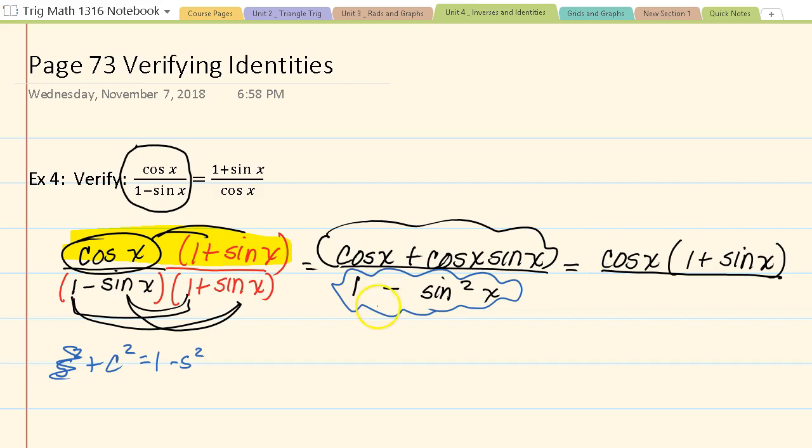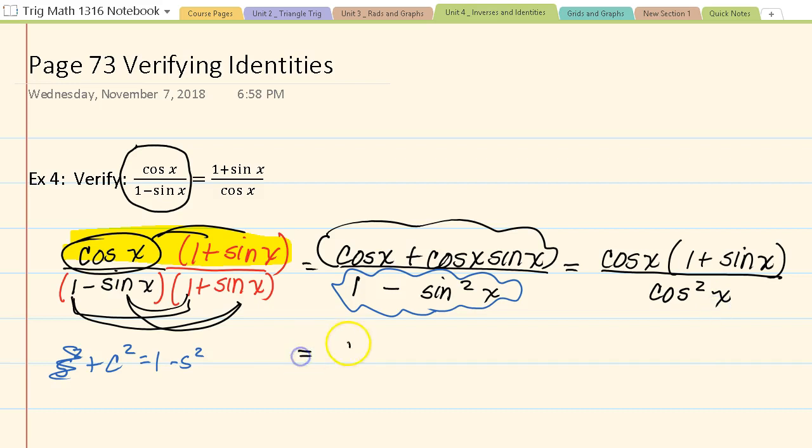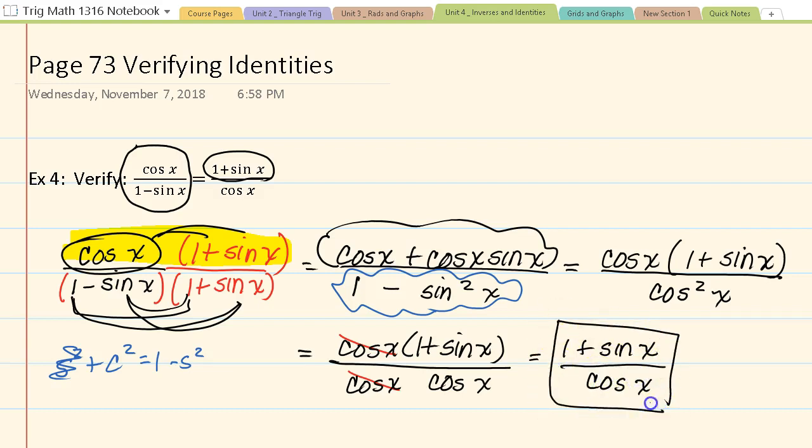At the bottom, we said we were going to rewrite this as cosine squared of x. So we can see that cosine of x, 1 plus sine of x, and again we should have looked a little bit on the right side and noticed that we want to keep it as 1 plus sine of x. And notice I can rewrite my cosine squared as cosine of x times cosine of x. And now we can see that these will factor out, and what we're left with is 1 plus sine of x over cosine of x, which is what we were looking for.